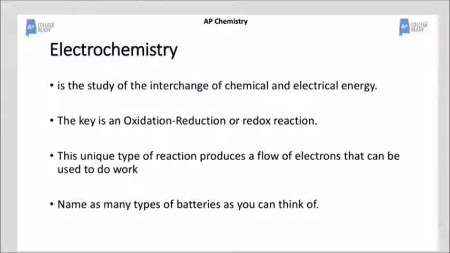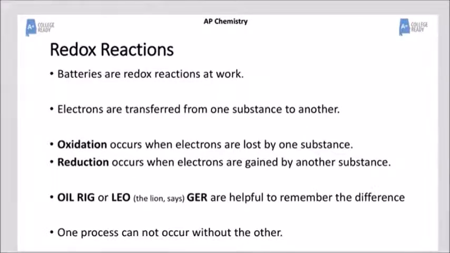So with electrochem, we've got the study of the interchange of chemical and electrical energy. The basis of this is going to be a redox reaction. All batteries, name as many types as you can think of, are a chemical reaction that's producing electricity, which is really this transfer of electrons, doing some very useful work for you. So they are redox reactions at work.